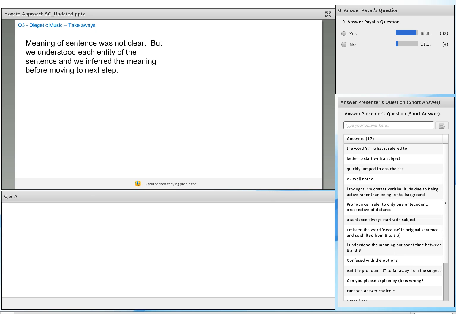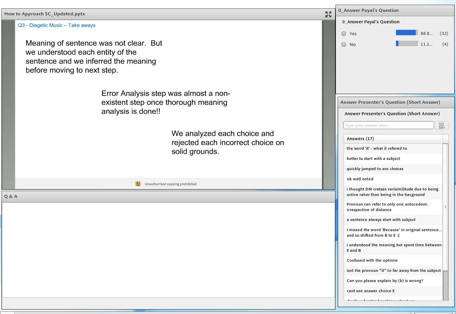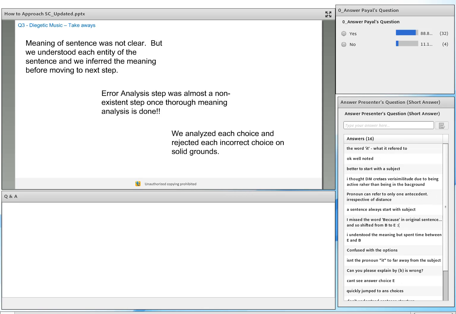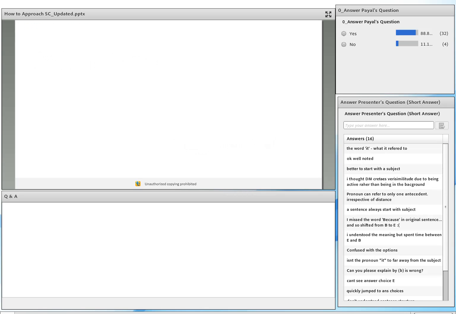High level takeaways over here: the meaning was not clear, but we understood each and every entity and then we inferred the meaning before moving on to the next step. Again, the error analysis step was almost non-existent because we did all that while understanding the meaning itself. And that's where all those clues come about when you're reading the sentence slowly, when you're strategically pausing. Any jumps, any shifts in meaning, they are there because of some grammar error. So that's a clue. And we rejected each and every incorrect answer choice on solid grounds.